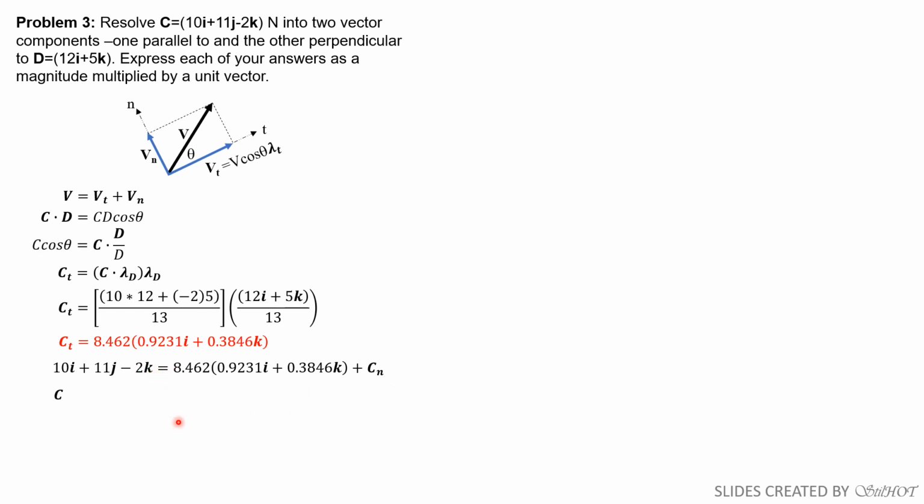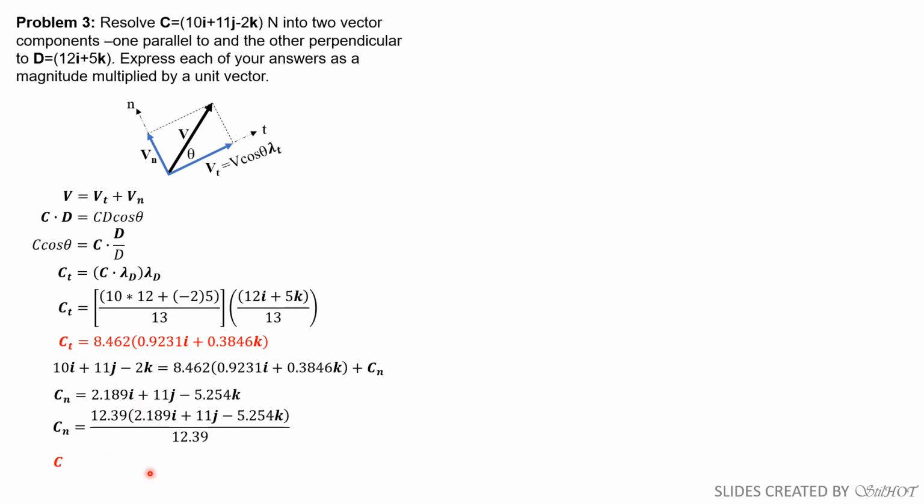So combining like terms, we have C sub N equals 2.189i plus 11j minus 5.254k. Express again this in vector form. Then we compute the magnitude and multiply it by the unit vector. So the magnitude is 12.39, then copy the original vector and divide by the magnitude 12.39.